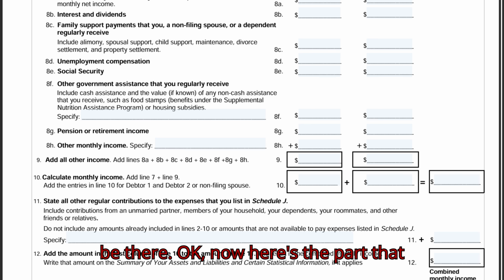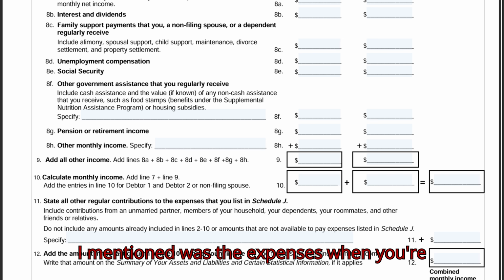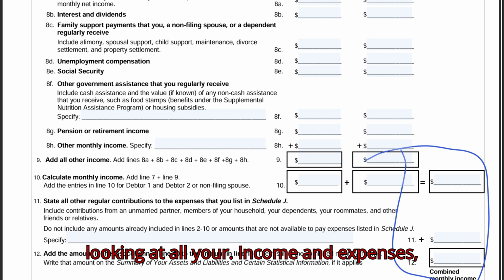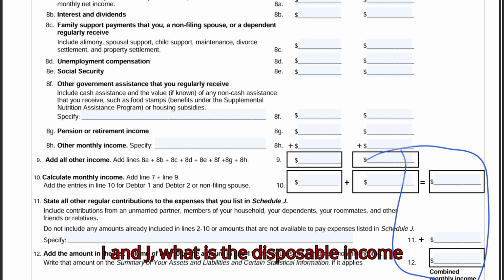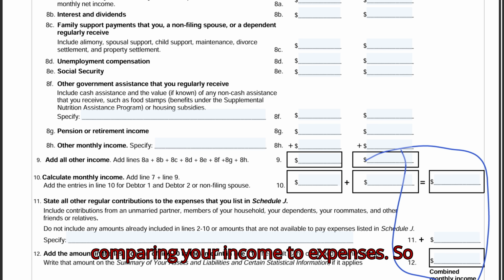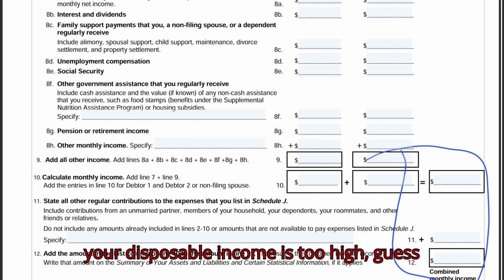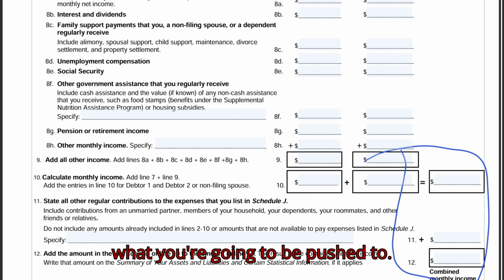Okay. Now, here's the part that was the most important. Schedule J, as I mentioned, was the expenses. When you're looking at all your income and expenses, I and J, what is the disposable income amount? And you see now how they're trying to get you twice, not only with the means test, but also now with comparing your income to expenses. So you have to be careful, because if your disposable income is too high, guess what? You're going to be pushed to Chapter 13.